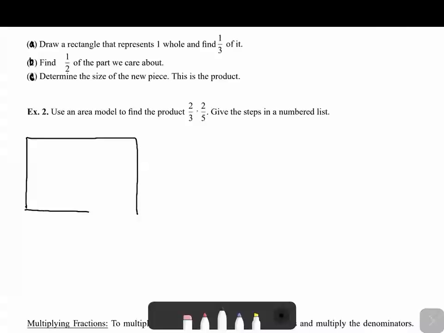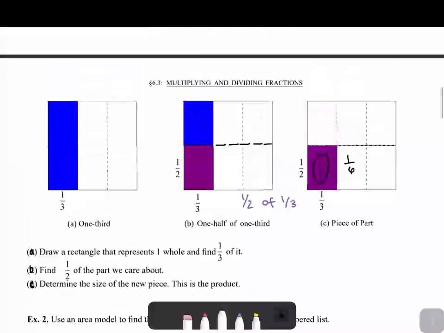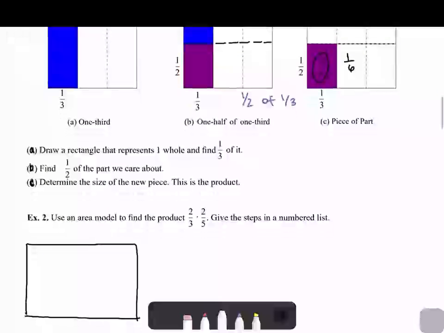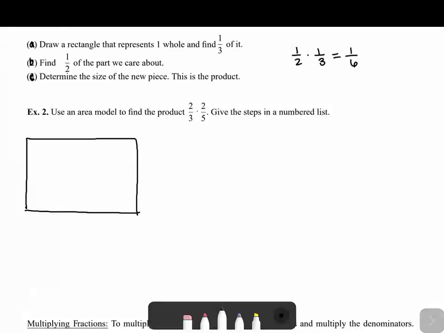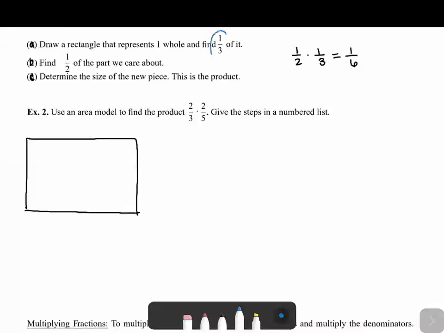And we are going to find 2/3 of it, right? The first number, so that's actually something important to notice. When we did this, we found 1/2 times 1/3 is 1/6. And the first thing we did to do the problem, 1/2 times 1/3, is we drew a rectangle that represented 1/3 of the total piece, which is the second number. It's the second factor in our multiplication problem.